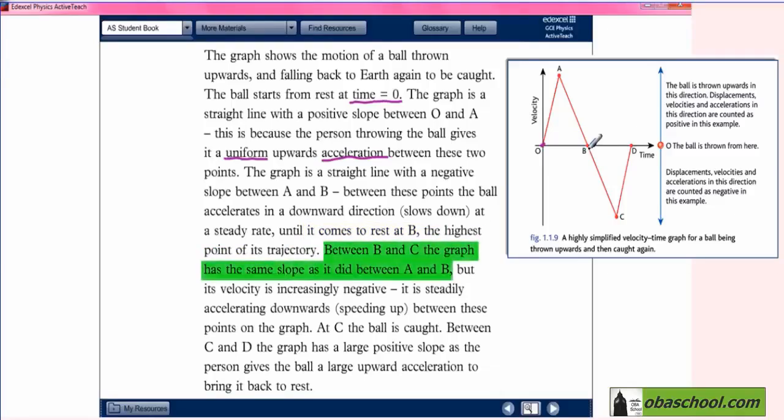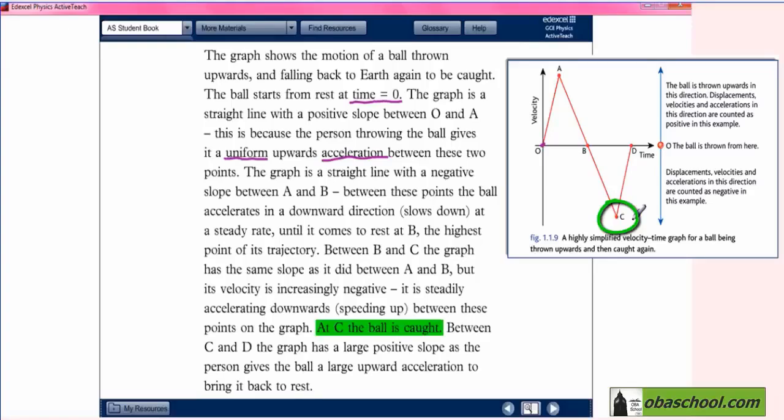Now, between B and C, the graph has the same slope as it did between A and B, but its velocity is increasingly negative. It is steadily accelerating downwards, which means it's speeding up. And we get to point C of the graph. At point C, the ball is caught, and between C and D, the graph has a large positive slope, as the person gives the ball a large upward acceleration to bring it back to rest.